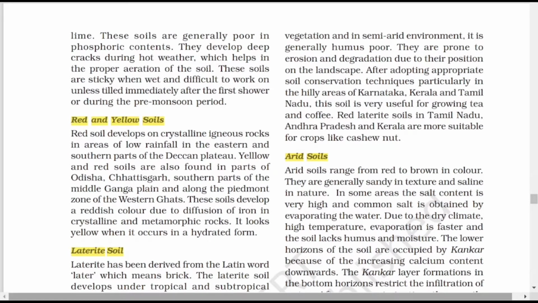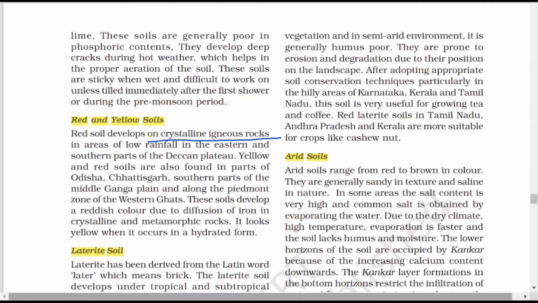Red and yellow soils. Red soil develops on crystalline igneous rocks in areas of low rainfall in the eastern and southern parts of Deccan Plateau. Now you need to remember first the conditions. Red soil develops where? On crystalline igneous rock. Okay, igneous rocks are of two types. What are the intrusive igneous, extrusive igneous? You studied this in class 8. Igneous rocks are classified into two: intrusive igneous, extrusive igneous.